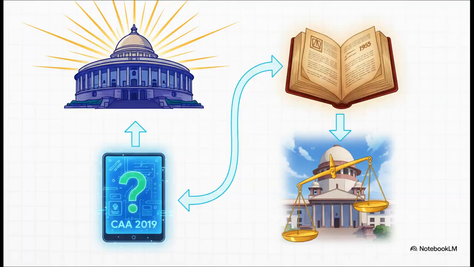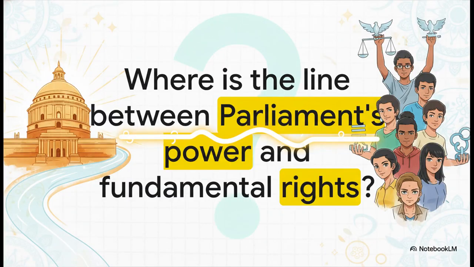Which leaves us with the million-dollar question, the very question the Supreme Court is wrestling with right now. Where is that line? How far can Parliament go when it defines who a citizen is before it starts to cross over into the fundamental rights guaranteed to every single person? The answer to that question will define what Indian citizenship means for generations to come.